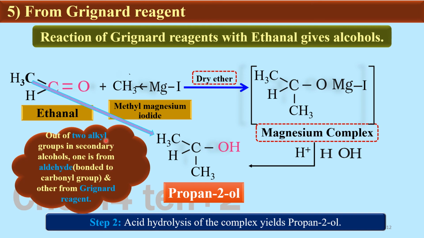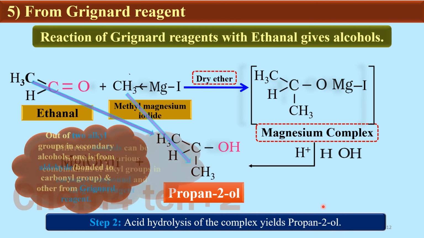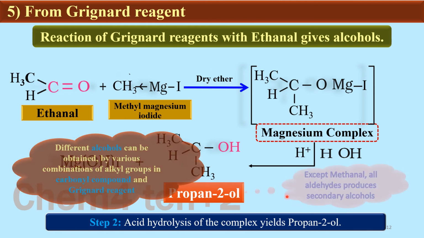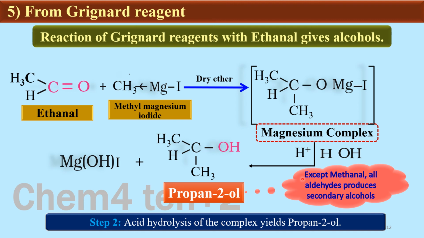Out of the two alkyl groups in the secondary alcohol, one is from the aldehyde, bonded to the carbonyl group, as can be shown by the arrow, and the other from the Grignard reagent, as it can be seen here. Acid hydrolysis of the complex yields propan-2-ol. Except methanal, all aldehydes produce secondary alcohols.